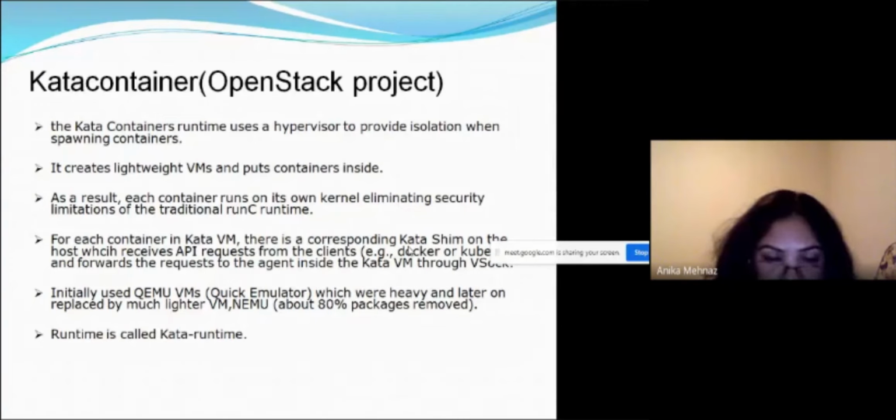For each container in a Kata VM, there is a corresponding Kata shim on the host, which receives API requests from the clients, for example Docker or kubectl, and forwards the request to the agent inside the Kata VM through gVisor. Initially it used QEMU VMs, the quick emulator, which were heavy. They were later replaced by a much lighter VM called NEMU, which uses about 80% fewer packages. And the Kata Containers runtime is called Kata Runtime.